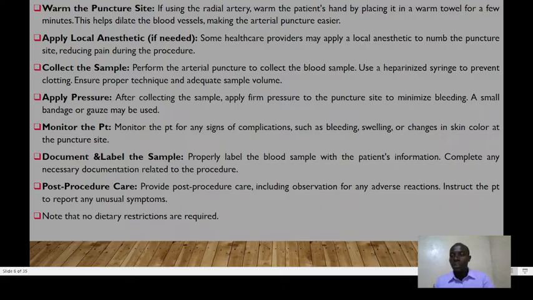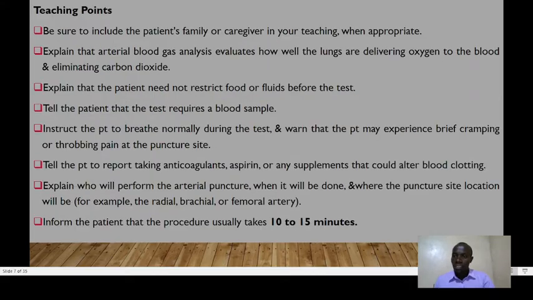After that, you have to immediately apply pressure for about 5 minutes. In that case, you monitor the patient for signs of complications and document the procedure. Then after the procedure, you continue observing the patient and instruct the patient to report any unusual symptoms. Remember, there is no dietary restriction for this process at all.